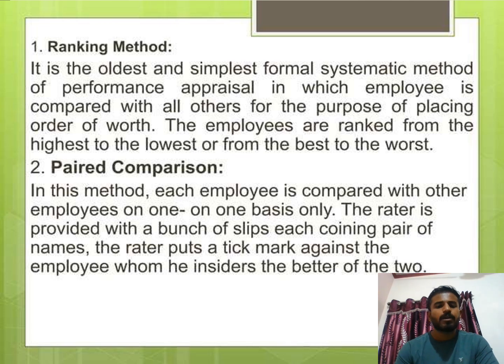Second one is paired comparison. In this method, each employee is compared with other employees on a one-on-one basis only. The rater is provided with a bunch of slips, each containing a pair of names. The rater puts a tick mark against the employee whom he considers the better of the two.